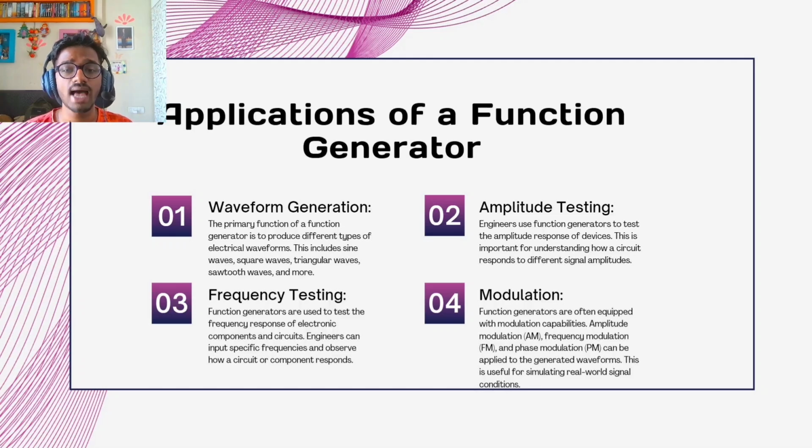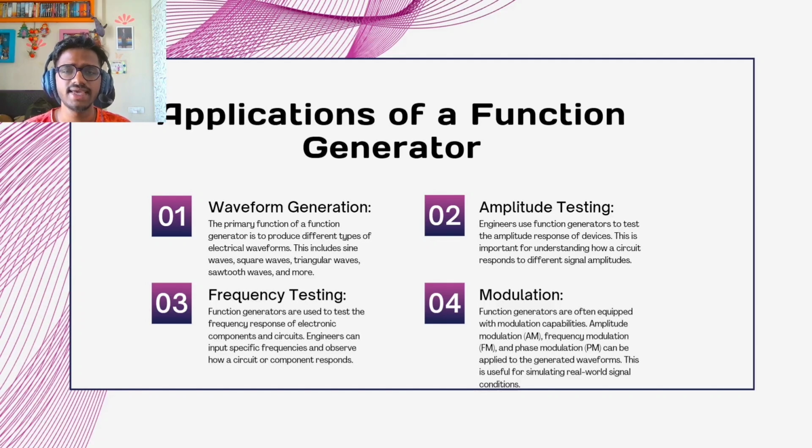So, moving on to the applications of a function generator. Function generators are used in a wide variety of fields. They are used for waveform generation, amplitude testing, frequency testing, and modulation. Waveform generation. The primary function of a function generator is to produce different types of electrical waveforms, such as sine waves, triangular waves, square waves, sawtooth waves, and more.